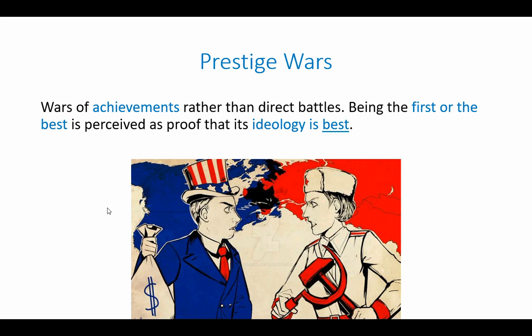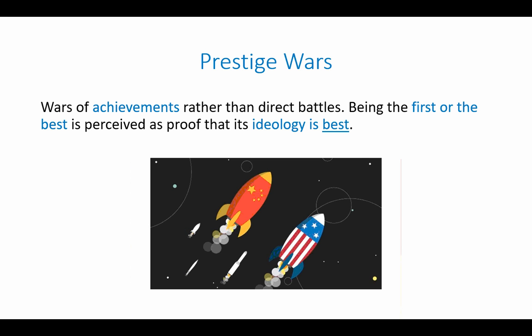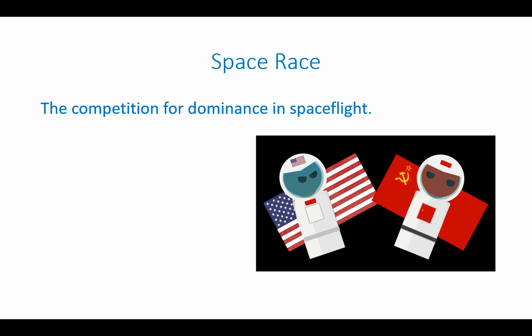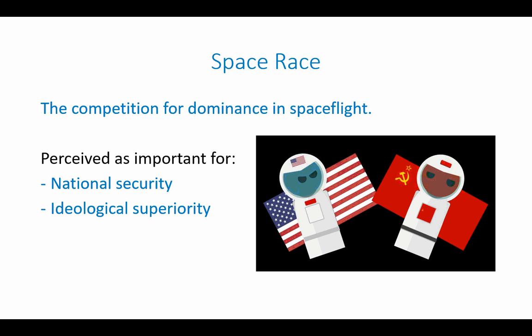Another place in which they competed in this big prestige war was up in space. So they had what's called the space race. And so the space race, this was this competition to see who can develop the best space exploration, right? So it was a competition for dominance in space flight. And this was perceived as being important because they were increasingly concerned that wars were going to be fought not just on Earth, but also in space. So they felt like they needed national security by putting their own people and their own technology up in space.